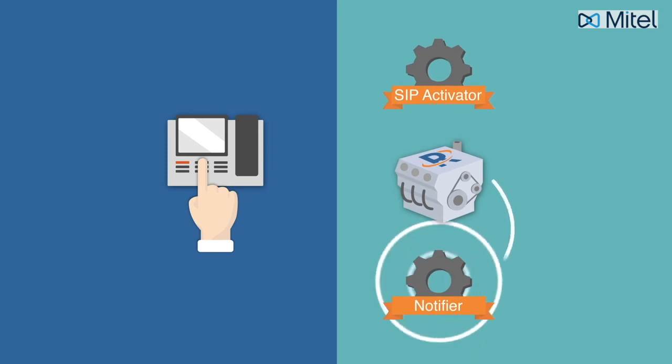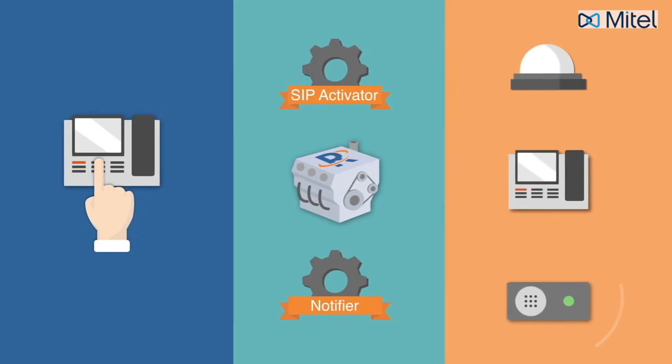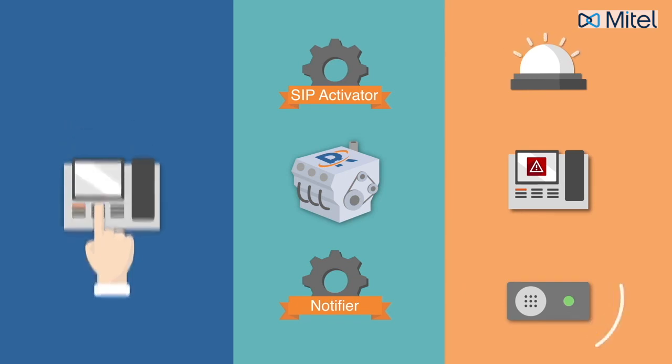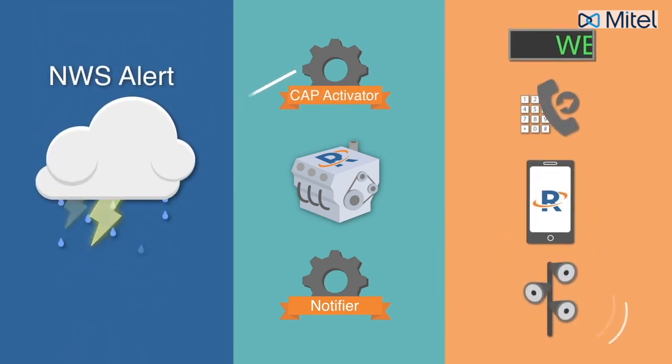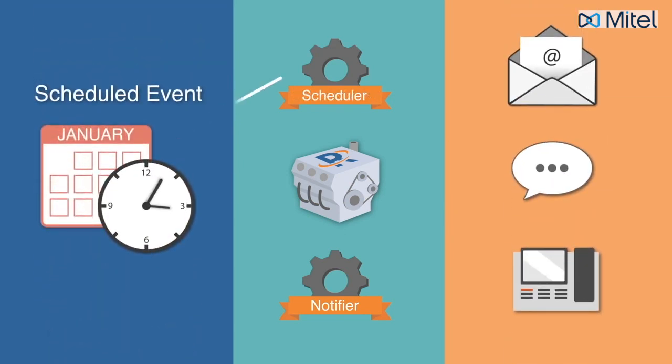Revolution sends the notification to its notifiers, which are the integrated systems designated to receive and parse notification commands before delivering the notification to their final destination endpoints. As you can see, the activators and notifiers may change, but the process remains the same, keeping it simple and easy to manage for customers.